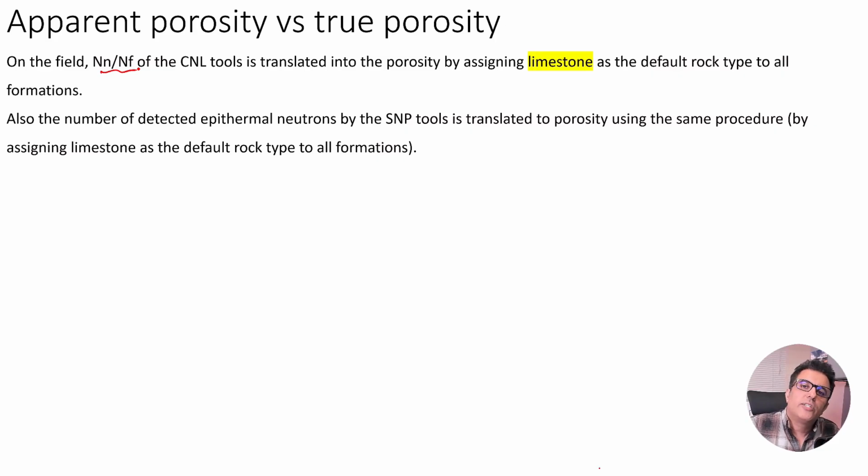When we go back to our office, then by looking at other data that we have, for example, core data and the real log cuttings, we should consider the correct lithology. Or in other words, we should correct the value of the porosity based on the assumption of a limestone matrix to the correct lithology.